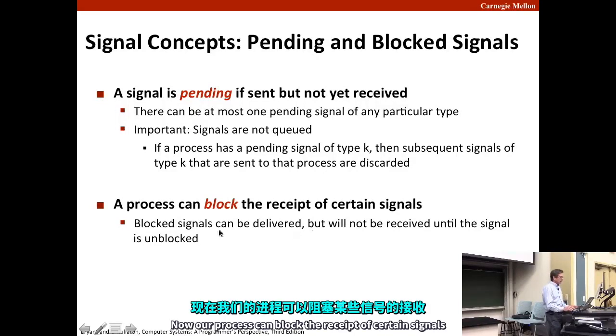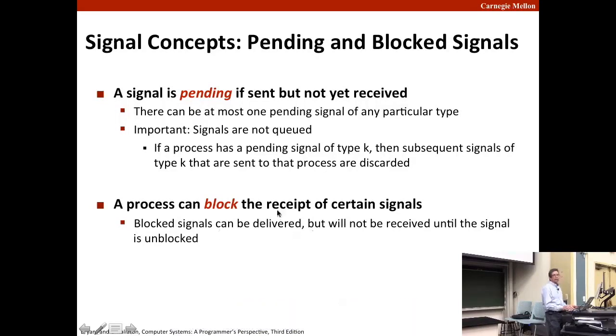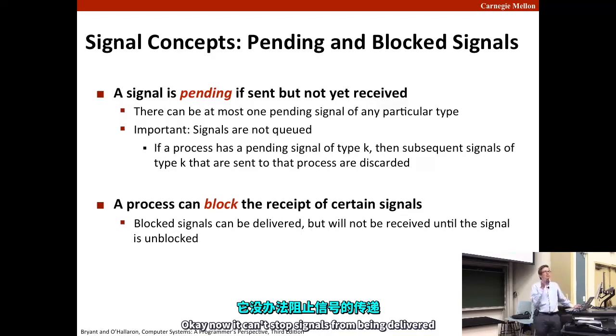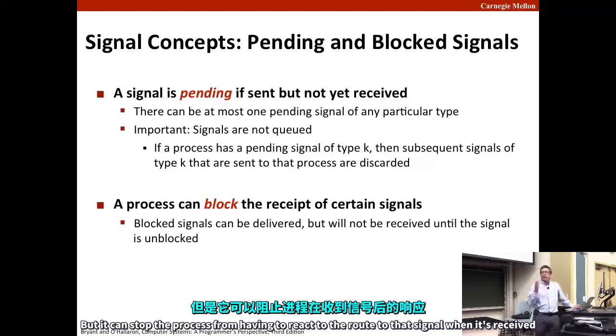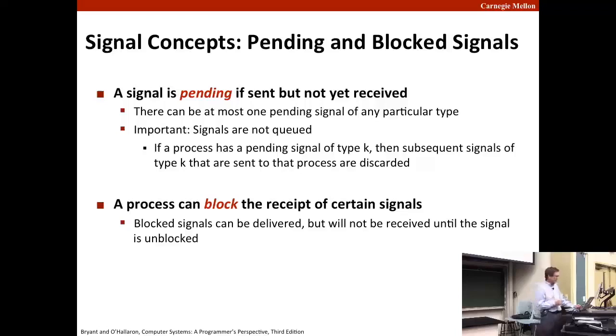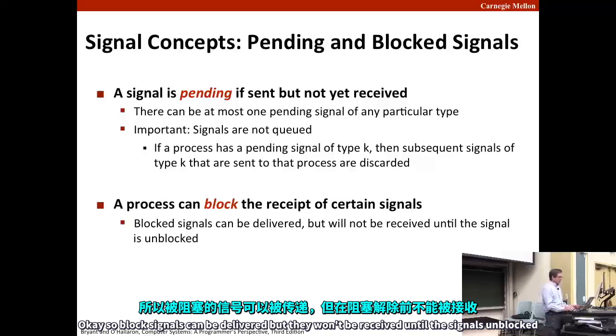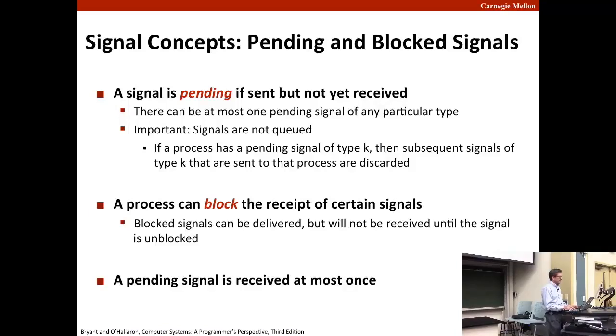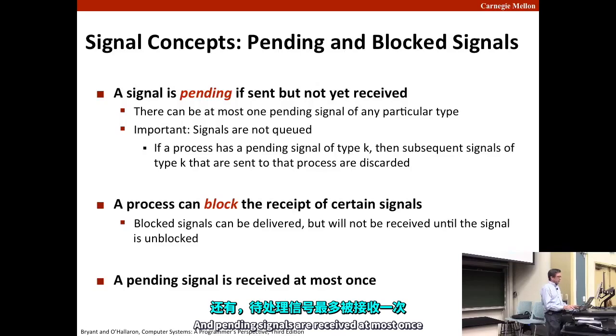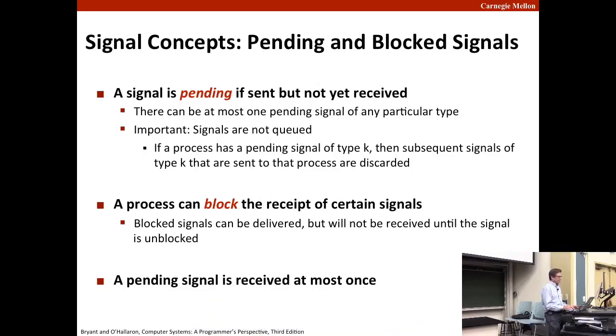Now, a process can block the receipt of certain signals. It can't stop signals from being delivered, but it can stop the process from having to react to that signal when it's received. So blocked signals can be delivered, but they won't be received until the signal's unblocked. And pending signals are received at most once.